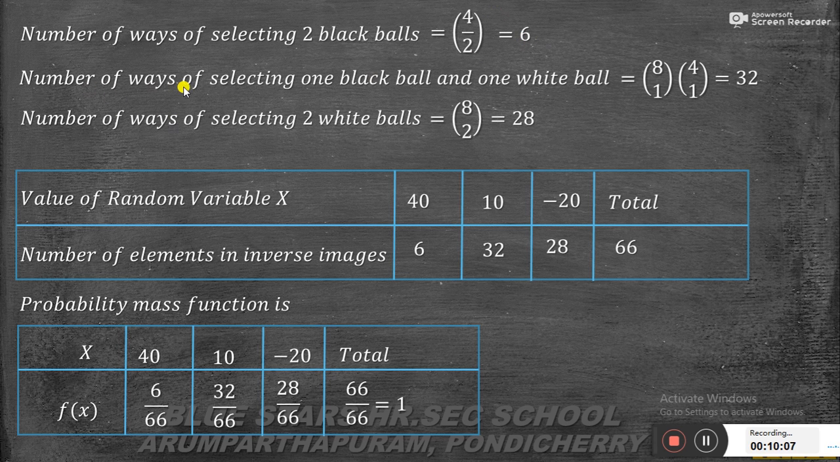Next, the number of ways of selecting one black ball and one white ball. One black ball means 8C1 and one white ball means 4C1. So 8 into 4, 8 fours are 32.